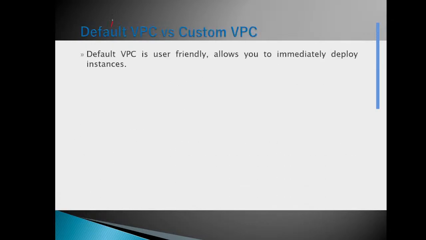Now, default VPC and custom VPC. This is one of the things you have to understand. What is your default VPC and what is your custom VPC? The default VPC is the VPC which we are using till now, the VPC which is created by Amazon. It is user friendly and allows you to immediately deploy the instance.